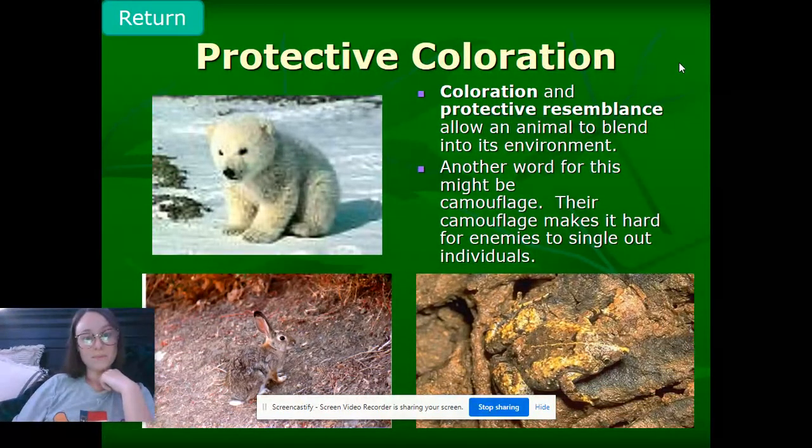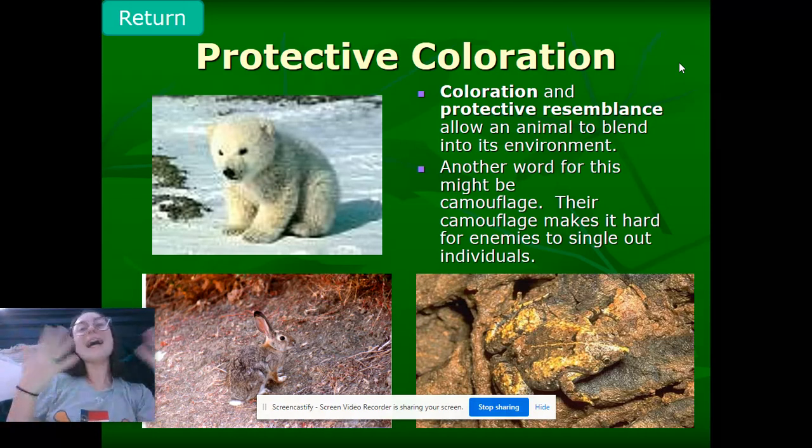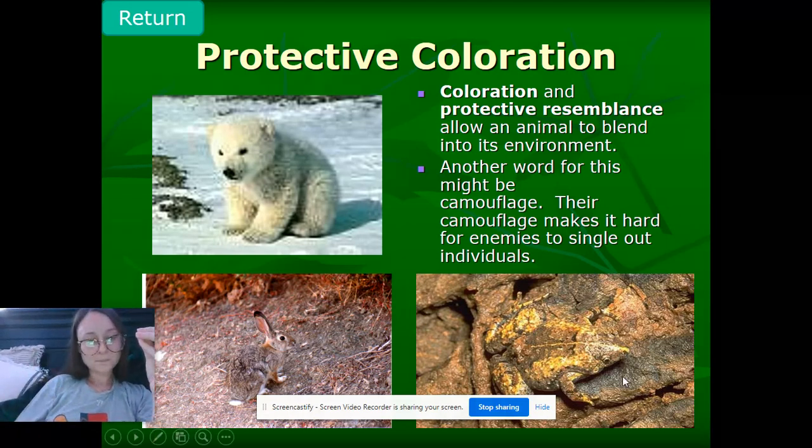Another type of adaptation is protective coloration. Now I want you to look at these pictures and I want you to think, Miss Wallen, why did you just show me a bunch of pictures of some sticks? Why did you just show me some pictures of some dirt? Guys, I didn't do that. I am showing you examples of protective coloration. This protective coloration helps these animals survive.